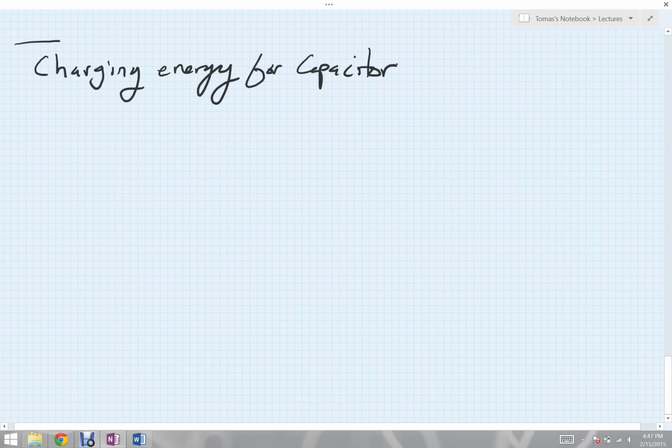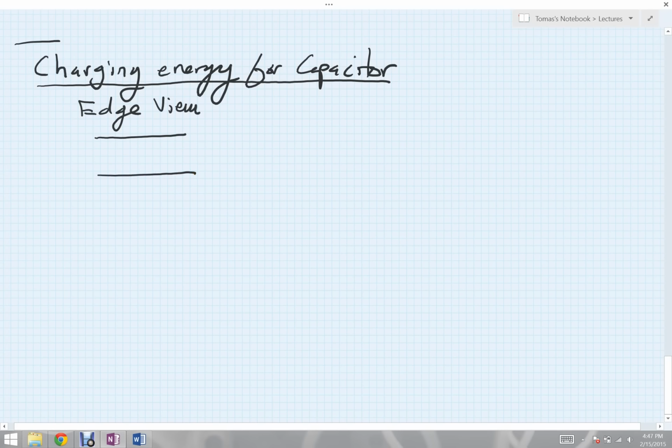To help with this, let's consider a very simple diagram. It's getting hard for me to keep drawing these three-dimensional diagrams, so let me give you an edge view of my capacitor as I think about this charging energy. My edge view will look something like this. You will just see the top plate here and the bottom plate down here. And I'm going to imagine that I'm charging the system by moving charges from this bottom plate up towards the top plate, one little charge at a time, dq.